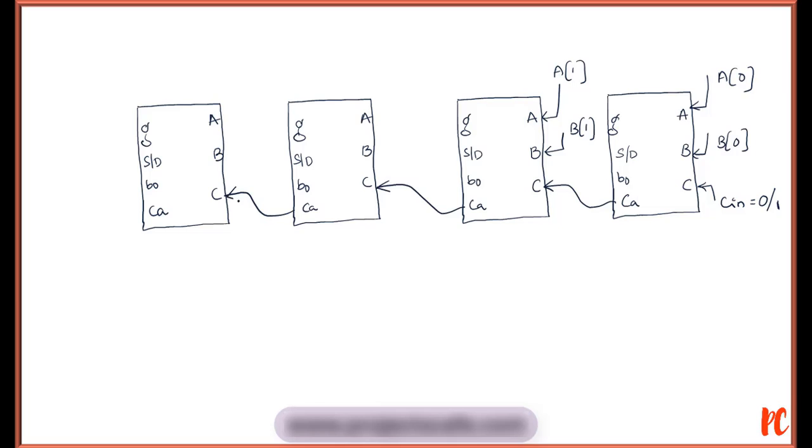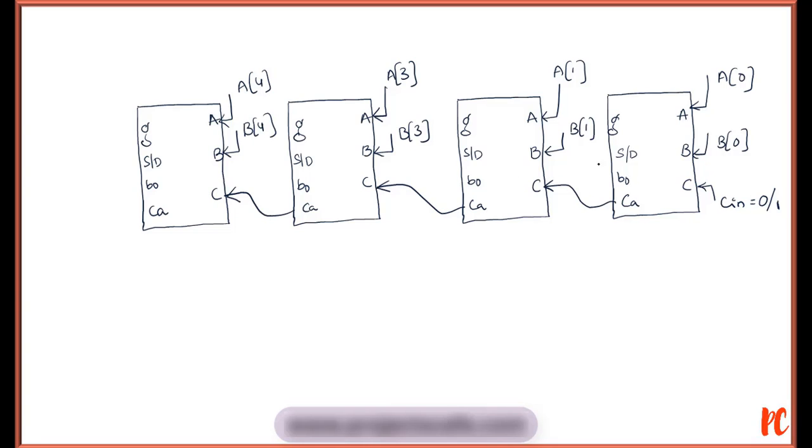Similarly, the third bit of A will be presented here, and the third bit of B will be presented here, and finally the fourth bit of A will be presented here, which is your MSB, and the fourth bit of B will be presented here as well.